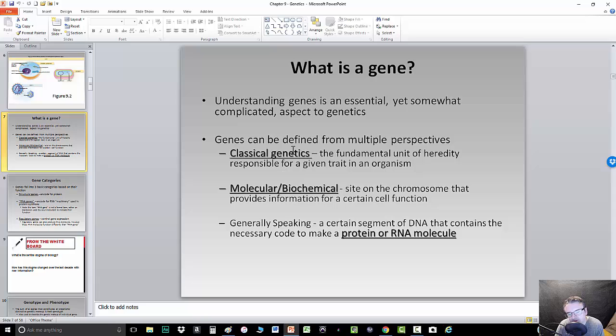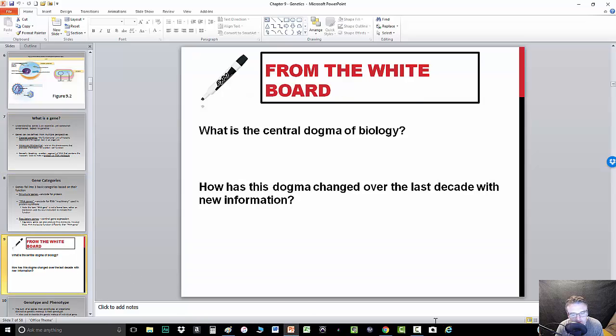So from these two views, you get a different look at it. And the last part here goes back to the central dogma of biology, which we'll talk about in just a second, and that is a certain segment of DNA that contains information to make a protein or RNA. And in fact, let's just go ahead and skip to that real quick. So we were going to look at that here.